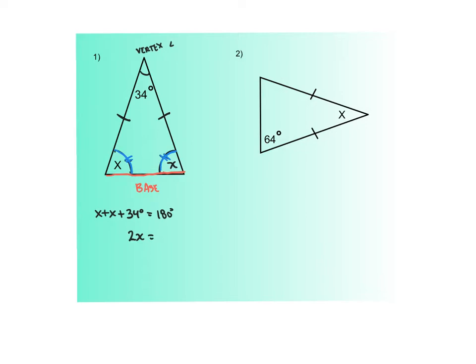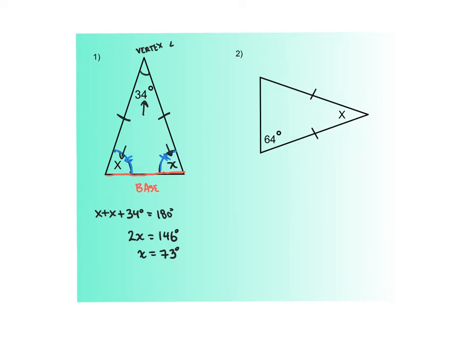So if I subtract 34 from 180, I get, 120, nope, that's incorrect. I get 146 degrees. When I divide by 2, it looks like x would be 73 degrees. You can always go back and check, is 73 plus 73 plus 34 equal to 180? Use your calculator and solve.